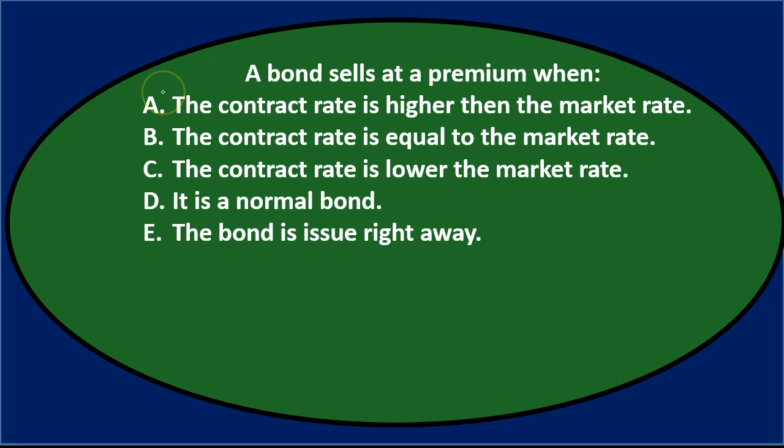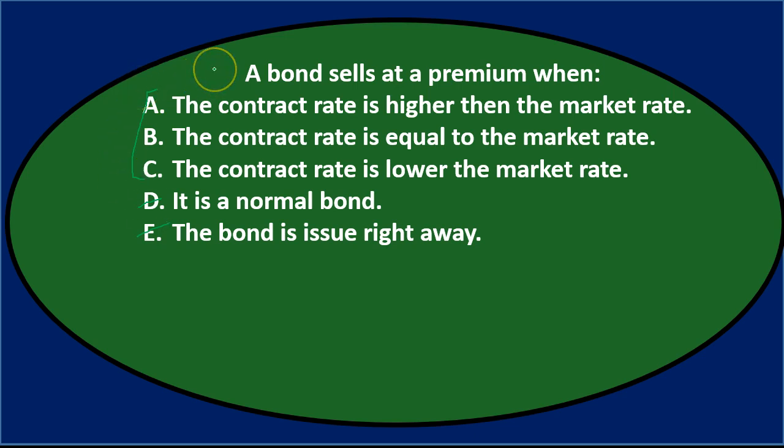The contract rate is higher than the market rate, and notice A, B, and C are very similar. B says the contract rate is equal to the market rate, and C says the contract rate is lower than the market rate. So it's got to be one of those three, you would think. I think we could pretty much eliminate D and E. D says it is a normal bond. Again, there might be a normal bond, but that's not really one of our terms, so I'm going to cross that out. And E says the bond is issued right away. That may be more likely to have something happen, but it's not a determining factor. It's not the ultimate cause of something.